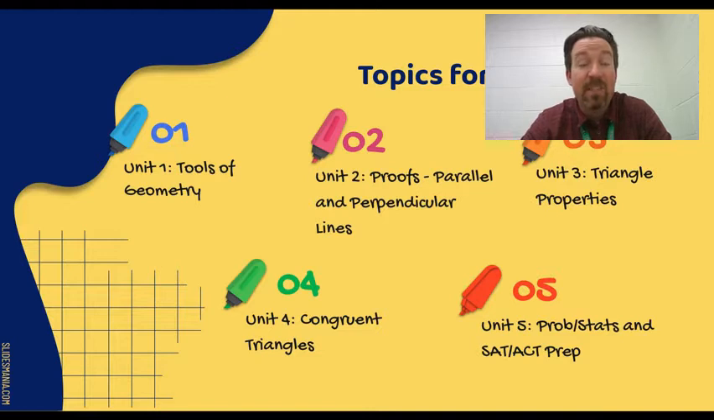Some of the topics that we will be going over this year: our first unit covers some introductory tools to geometry, and then we'll get into some proofs with parallel and perpendicular lines in Unit 2. In Unit 3, we will be looking at triangle properties. In Unit 4, we'll be looking at congruency, specifically around triangles. And then in Unit 5, we'll be doing some probability and statistics and some SAT, ACT preparatory work to end out the year, or to end out the semester.